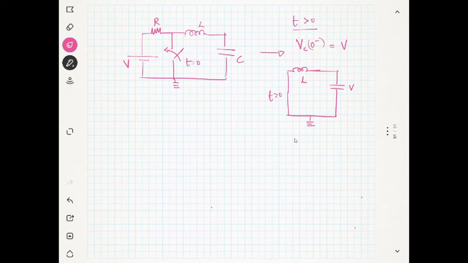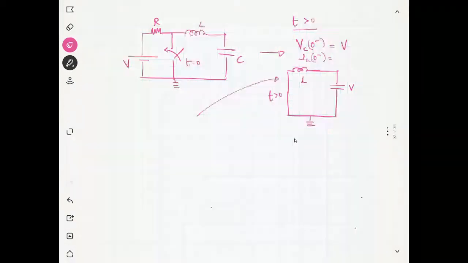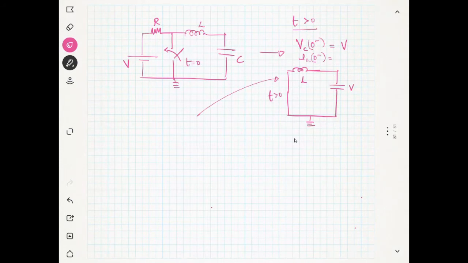Now at t equal to 0, what will be the current? What is the inductor current, IL of 0 minus? V by R? How can it become V by R? It should be 0. The capacitor has already charged. It will be 0, C dv/dt is 0.